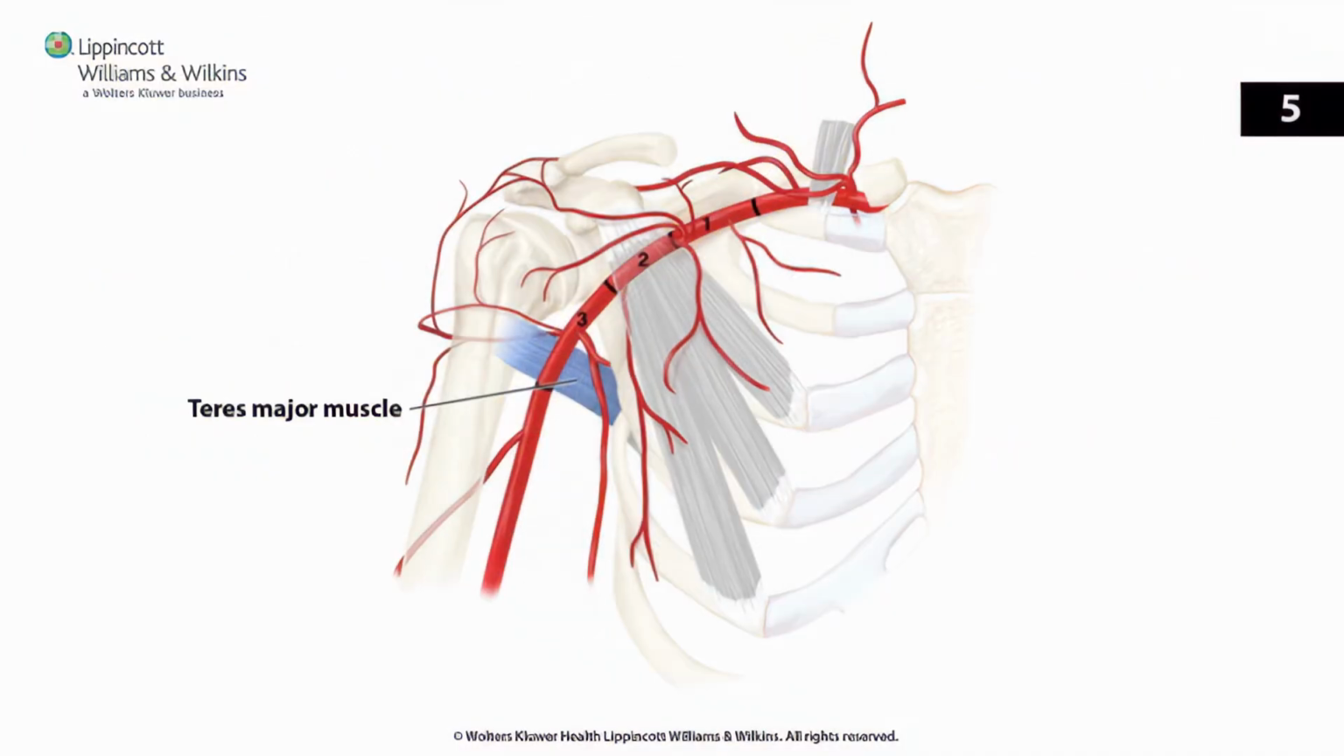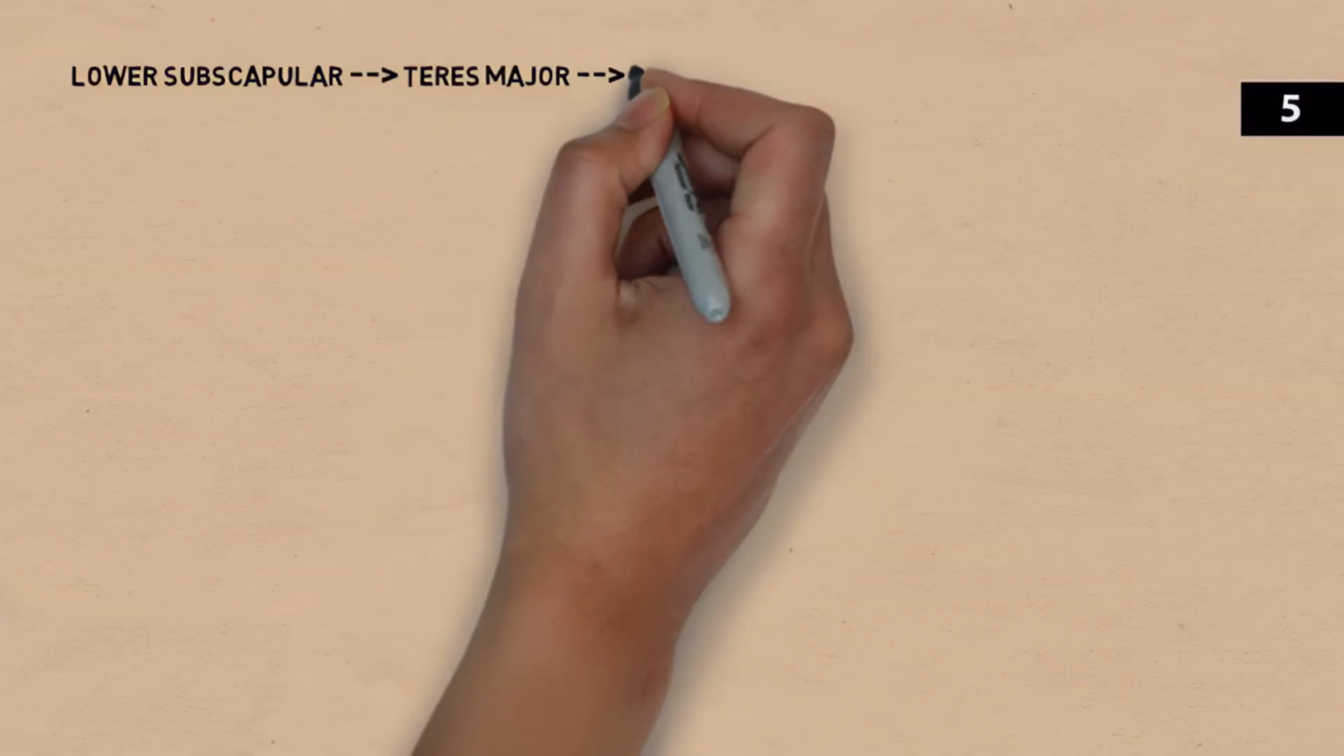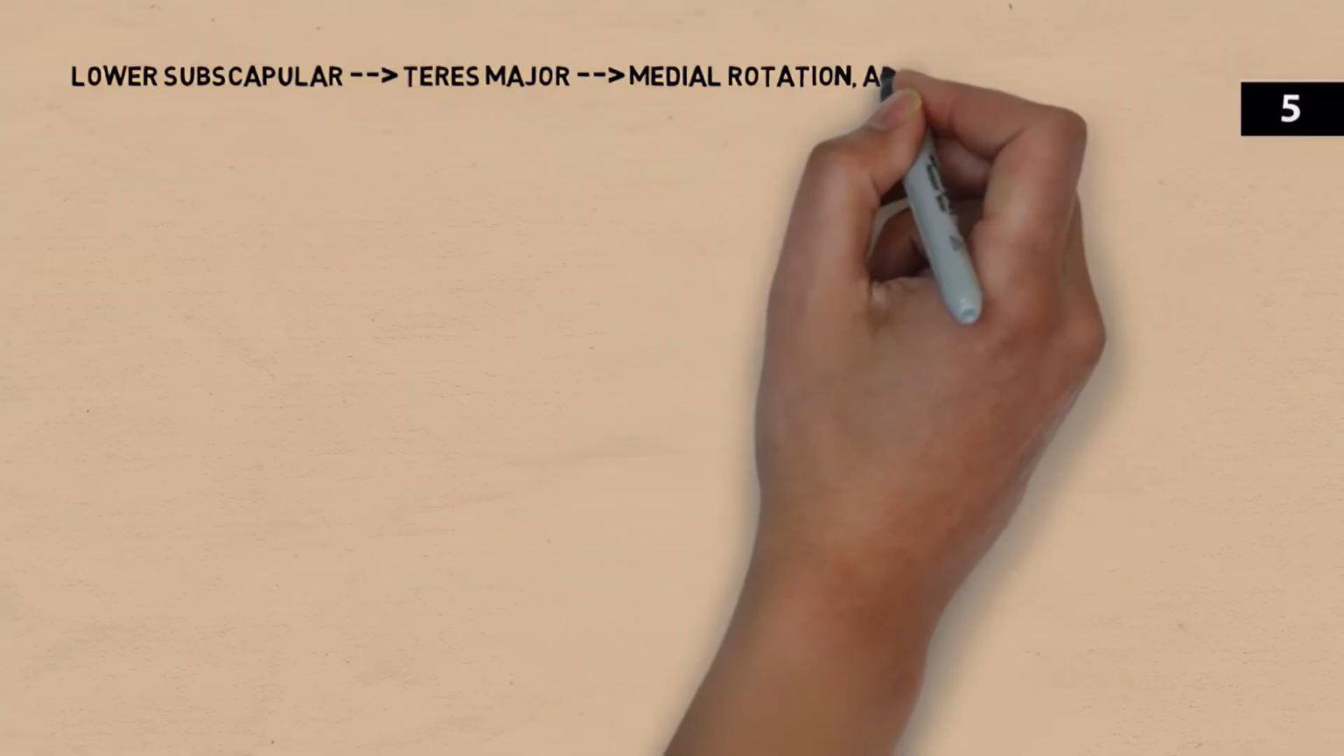Next, we have the lower subscapular nerve. This is going to innervate the teres major. So it originates on the dorsal surface of the inferior angle of the scapula and then inserts on the medial lip of the intertubercular sulcus of the humerus. Now this muscle medially rotates and adducts the arm.